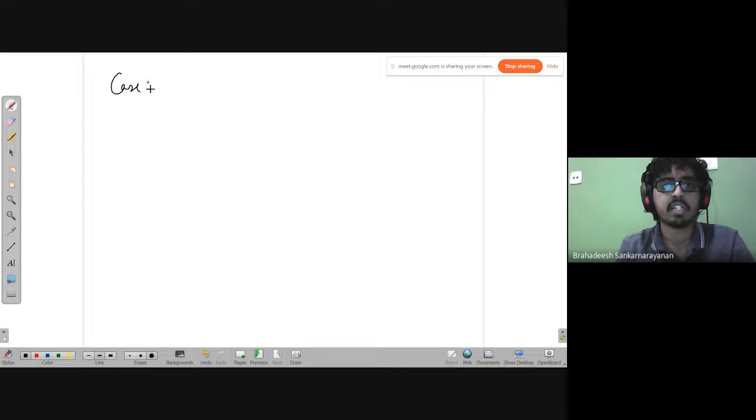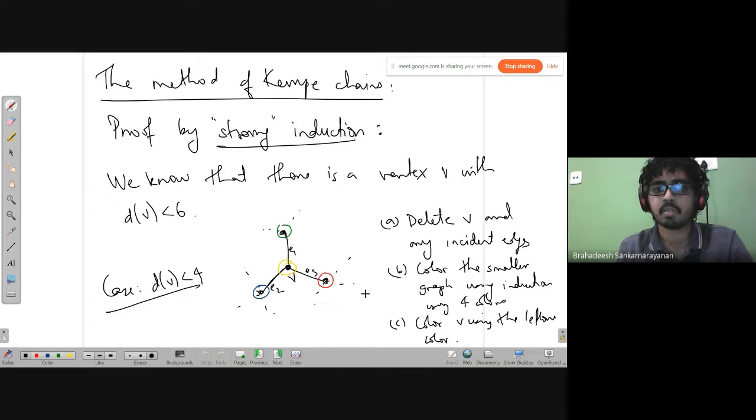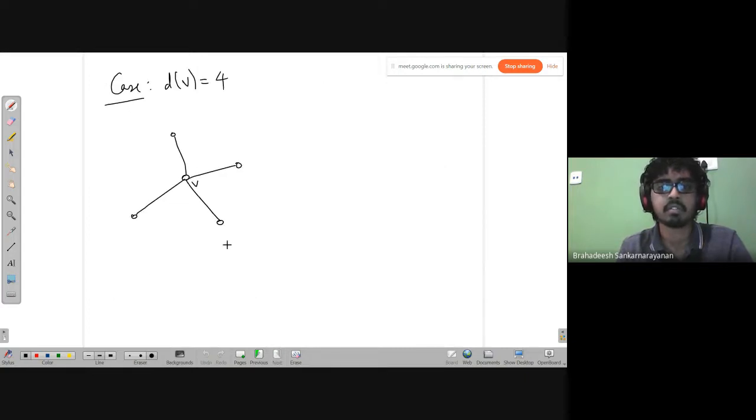So the case when D is equal to 4, the degree is equal to 4. Okay, so let's take a look at that. So here we have vertex V. Let me try and draw cleanly some 4 edges. Here's 1, here's 2, here's 3, here's 4. Okay, good. So once again, step 1 remains the same. Delete V, delete all these edges. Again, use induction; steps A and B remain the same.